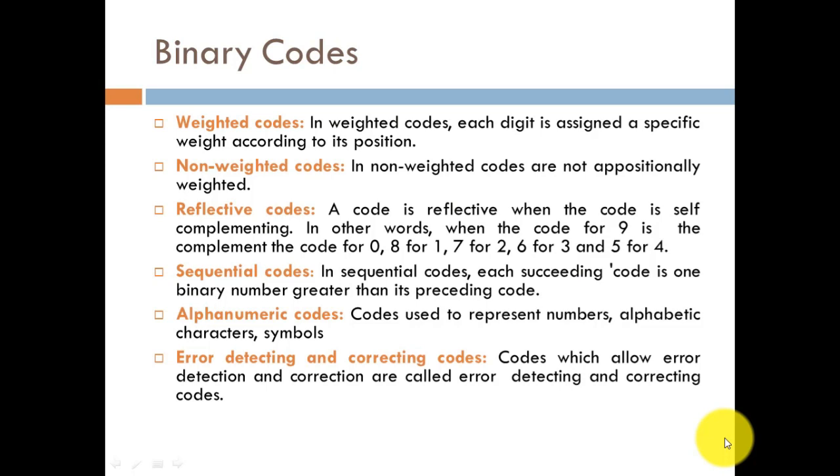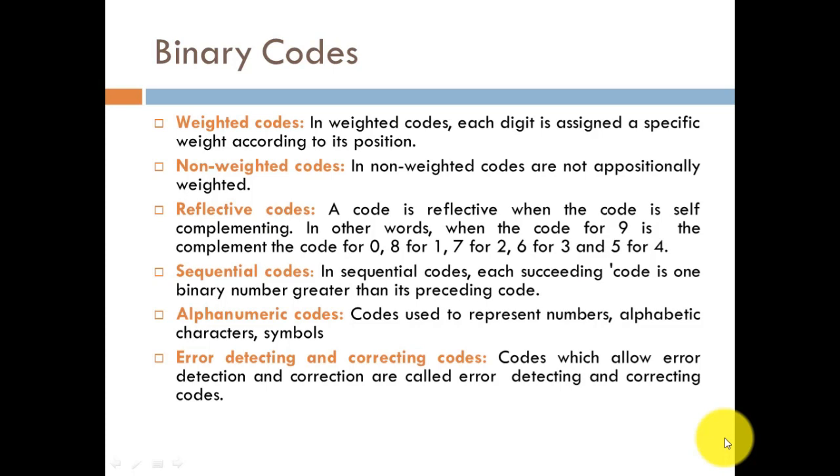Reflexive codes means the complement of 9 will be 0 and the complement of 8 will be 1. If you closely observe, if we calculate the r minus 1's complement of 8, that will be equal to 1. 7 is the complement of 2. So if this condition holds good, then these types of codes are called reflexive codes.